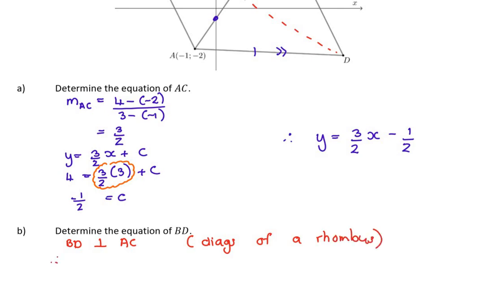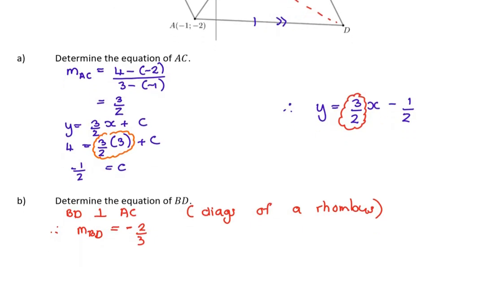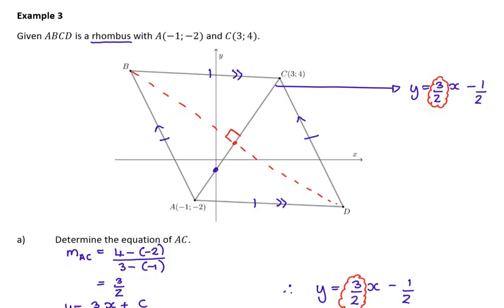Now what that means is the gradient of BD, now because you know they're perpendicular, you're not trying to prove they're perpendicular, you can just take that gradient of AC and use the shortcut, which is swap it around, so it's 2/3, and change the sign. So far my equation is y equals negative 2 over 3 x plus c. Now I hope that I know a point on this line, otherwise I don't really know how to go further. But I don't know a point because I don't know B and I don't know D.